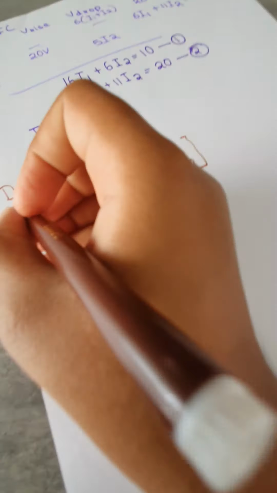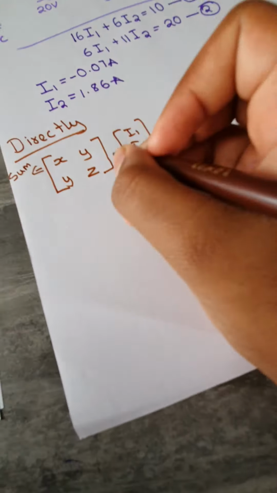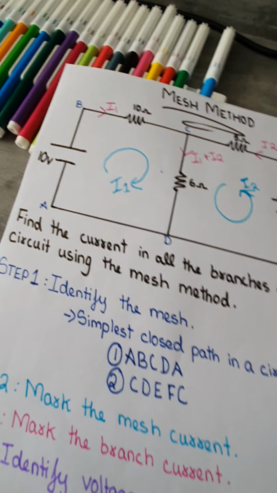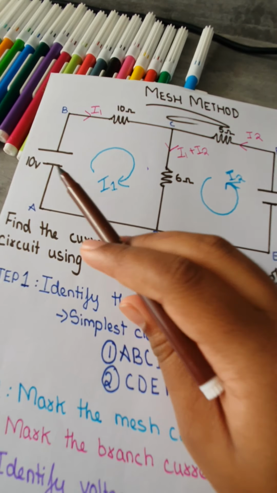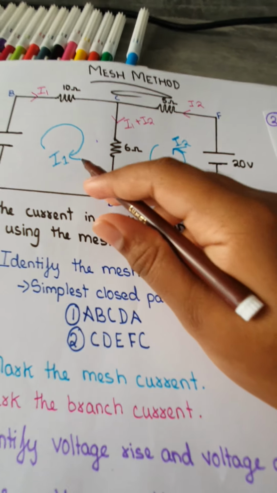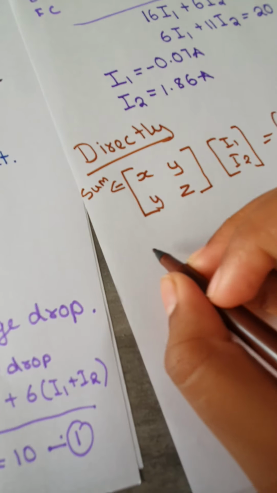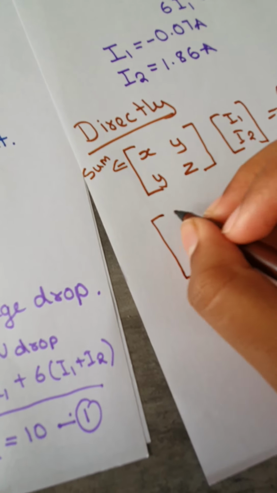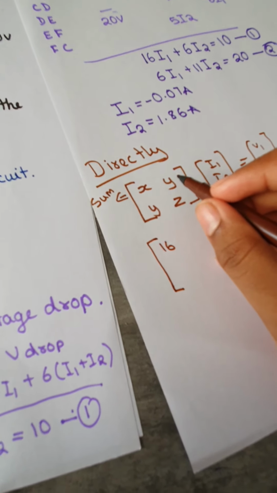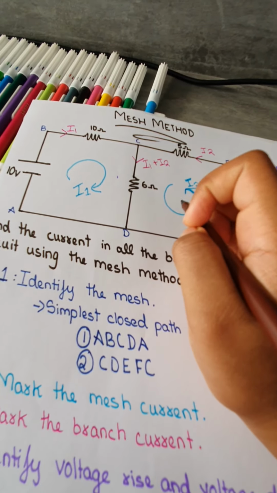So if you see, this one is the sum of resistance in the first mesh. So this is the first mesh, that's A, B, C, D, A. So the sum of resistance here will be 10 plus 6. So you can do it, 16.